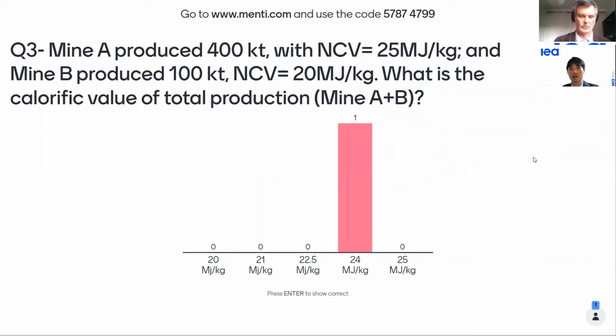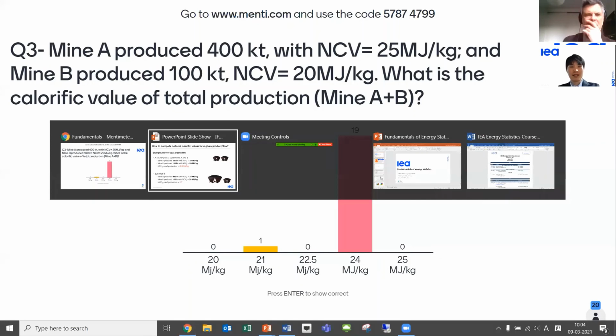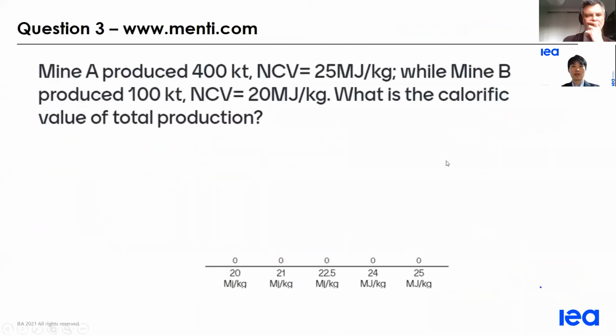The code for this Menti quiz is the same. Already there is one very fast front runner who gave us an answer. Okay, it's equally distributed between the 21 and 24 options. Okay, option 4 is becoming more and more dominant. Okay, I see many people giving the answer of 24 megajoule per kilogram. Thank you very much for your participation once again. And let's see how we derive this 24 megajoule per kilogram.